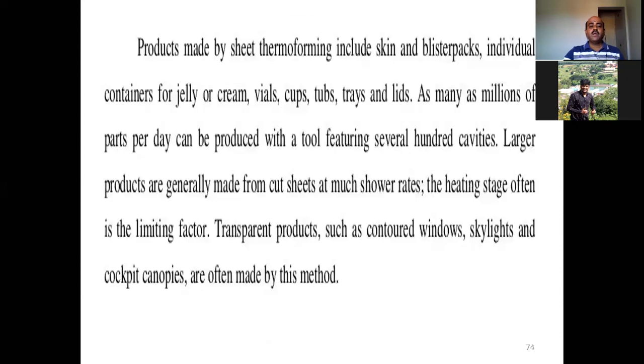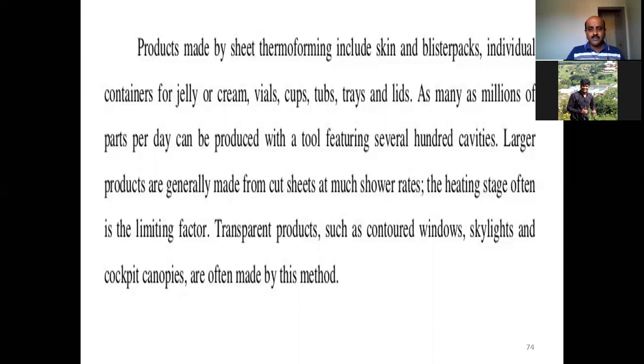The products made by sheet thermoforming include skin and blister packs, individual containers for jelly or cream, vials, cups, trays, and lids. As many as millions of parts per day can be produced with a tool featuring several hundred cavities. Larger products are generally made from cut sheets at slower rates. The heating stage often is a limiting factor. Transparent products such as contour windows, skylights, and cockpit canopies are often made by this method. So these are some of the applications of sheet thermoforming.